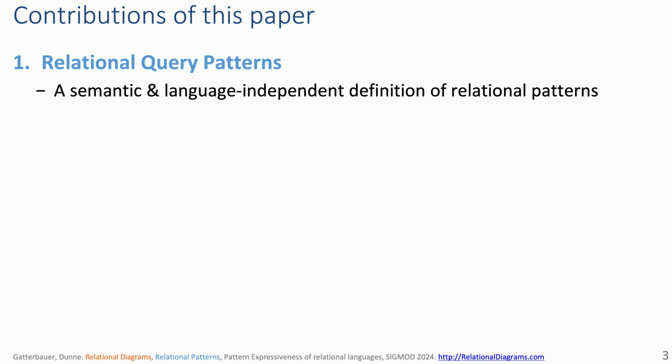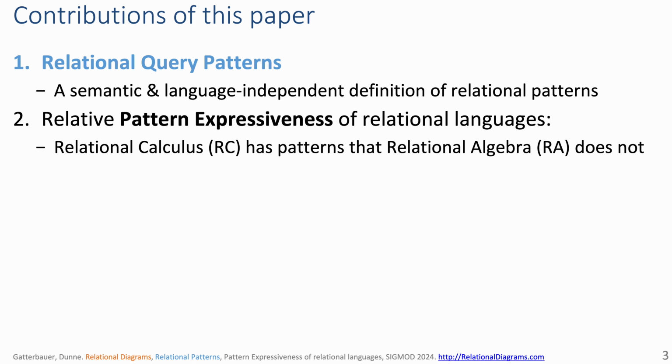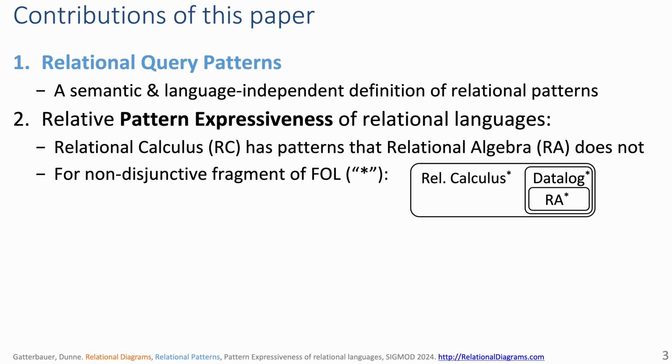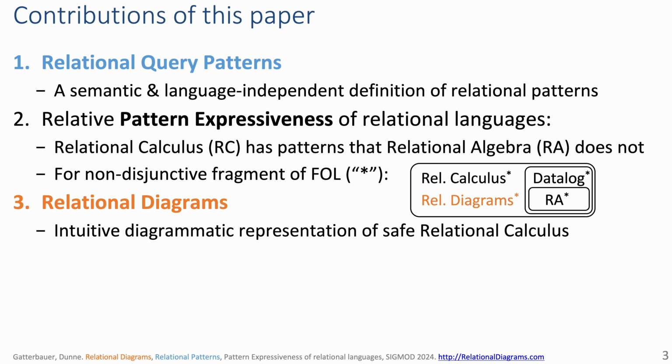Our 4 contributions in this paper. We first give a semantic and language independent definition of relational query patterns. We then use this definition to compare the relative pattern expressiveness of relational languages. Interestingly, we show that calculus can express certain patterns that algebra cannot. We present a rather natural diagrammatic representation of safe two-positional calculus.